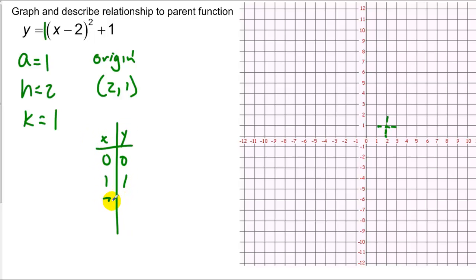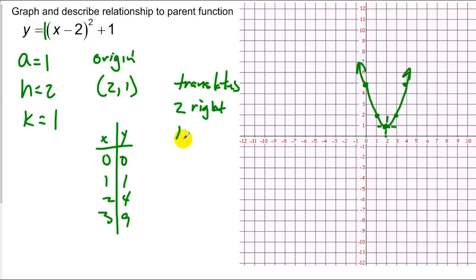0, 0, 1, 1, 2, 4, 3, 9. There's 0, 0, 1, 1, 2, 4. And this is the exact same shape as my parent function y equals x squared because there's no y multiplier. So really all that's happened here is I have a translation: translates 2 right, 1 up.